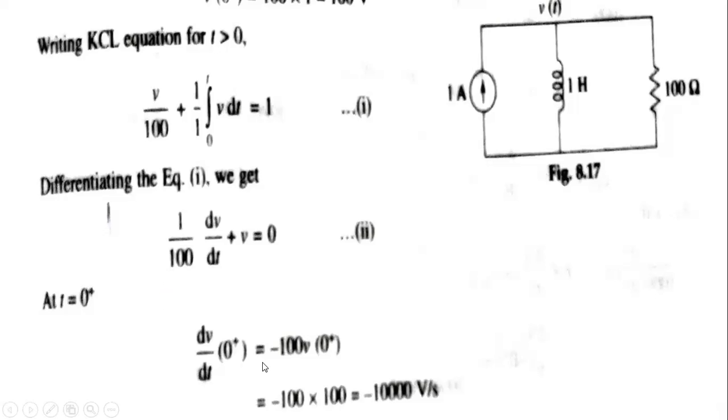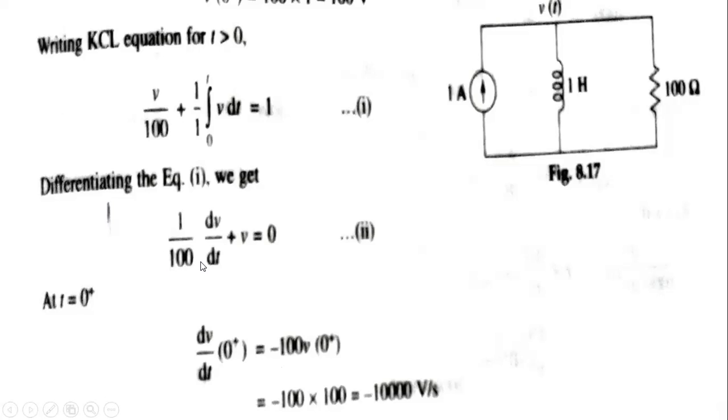What we are doing, we are again differentiating. We are placing t as 0 plus. So in the first case also, what we are doing is dv by dt. Where is my dv by dt? This dv by dt at 0 plus is equal to minus 100.